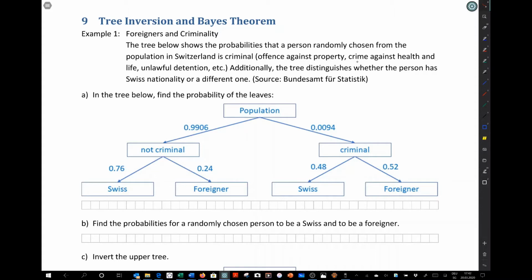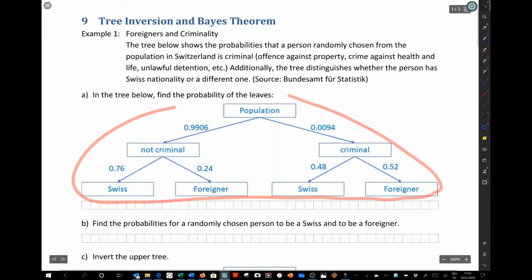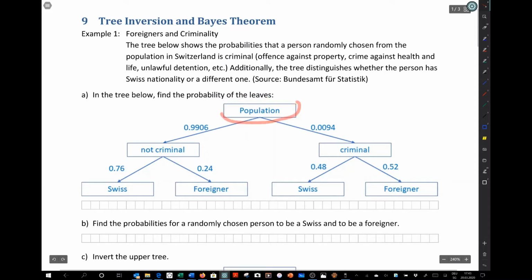Please read it and have a look at the tree, and let's then find the probability that a randomly chosen person is a non-criminal Swiss. The tree describes the situation. We have the total population, and out of the total population, 99% are not criminal and 1% is criminal. Of the non-criminals, 76% are Swiss and 24% are foreigners. Of the criminals, 48% are Swiss and 52% are foreigners.